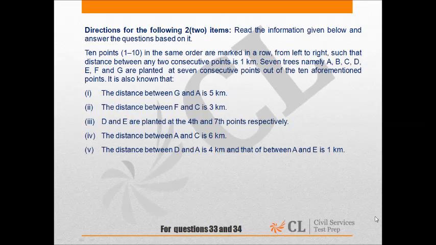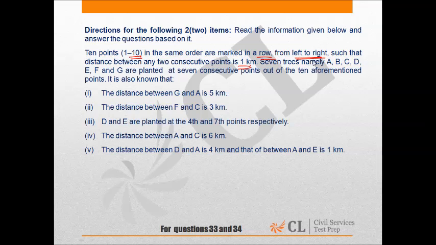Let us look at the next question. Read the following information given below and answer the question based on it. 10 points 1 to 10 in the same order are marked in a row from left to right such that distance between any two consecutive points is 1 kilometer.